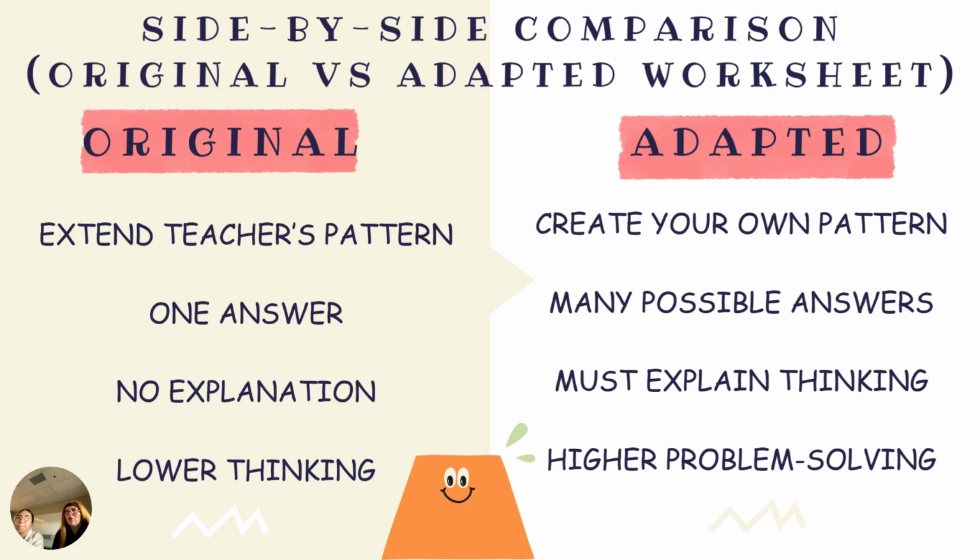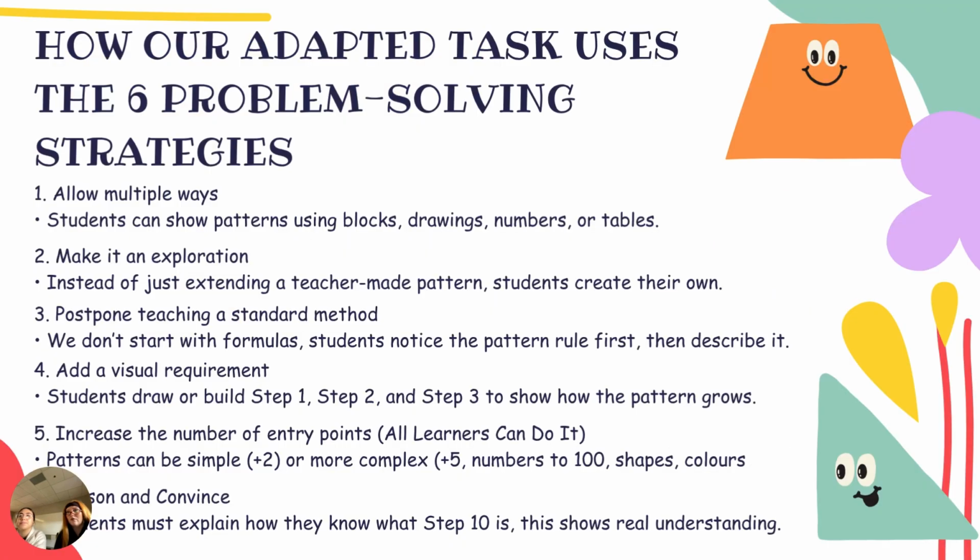The original worksheet only asked students to continue a pattern the teacher gave them. There was one right answer, no choice, and no explanation required. In the adapted version, students have to create their own pattern themselves, explain the rule, and justify a future step like step 10. There are multiple possible answers and strategies. So this slide really shows the shift from just repeating a pattern to actually understanding, designing, and reasoning about one.